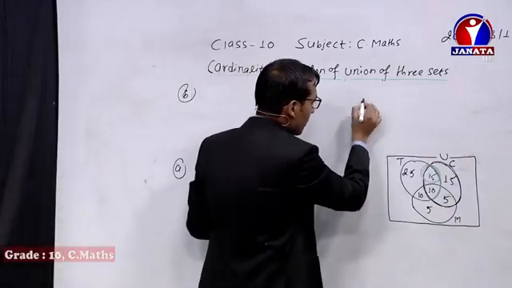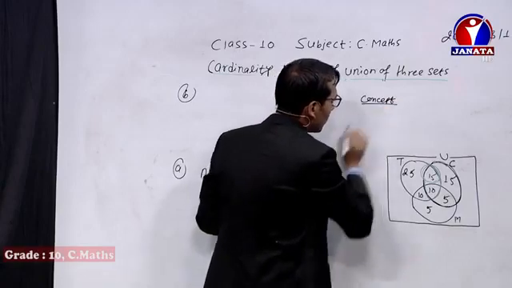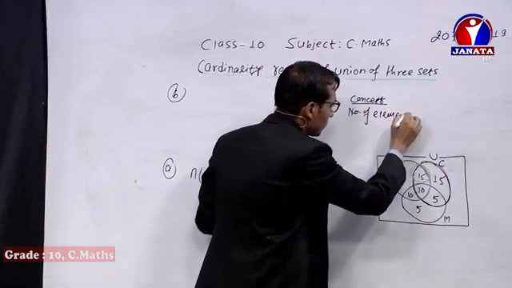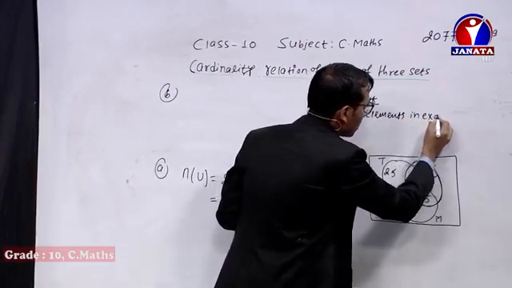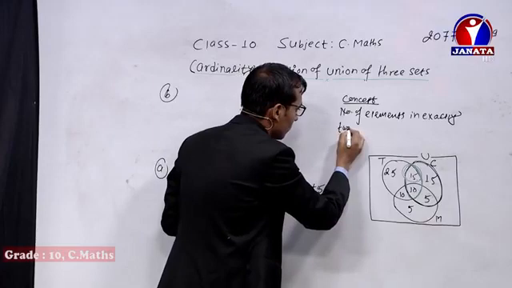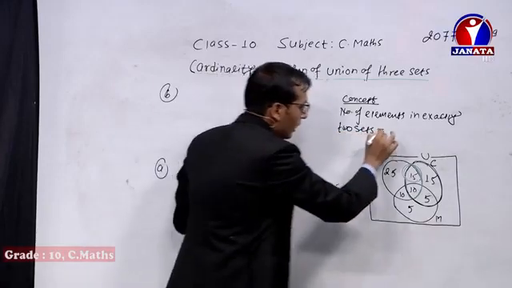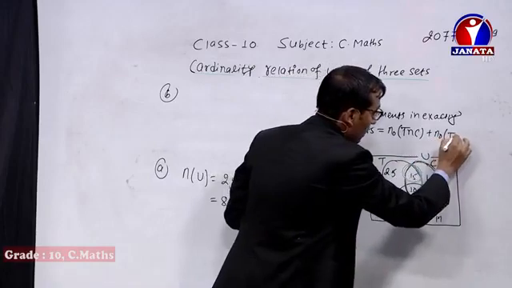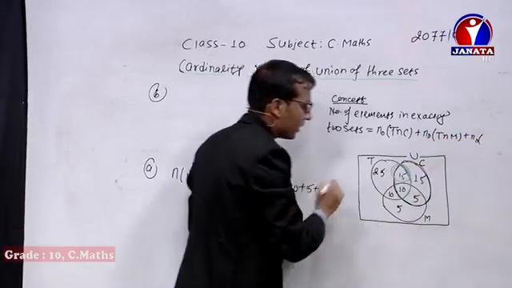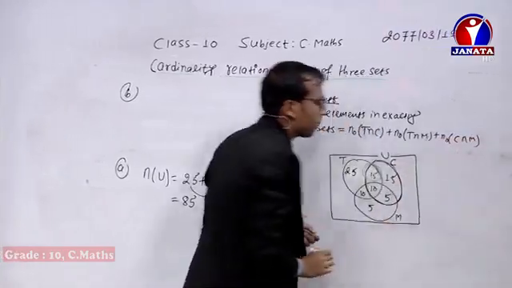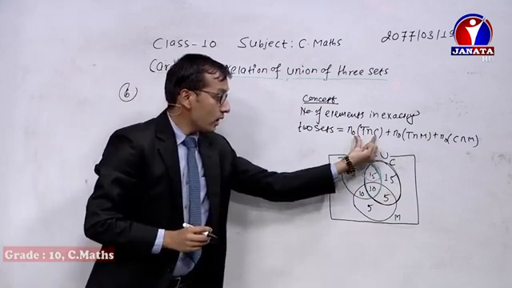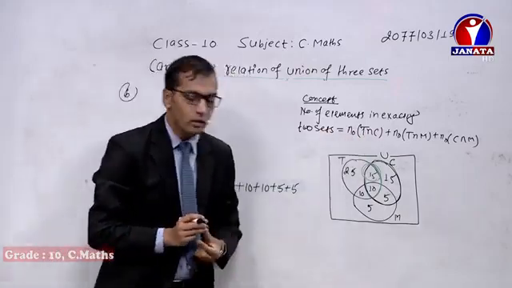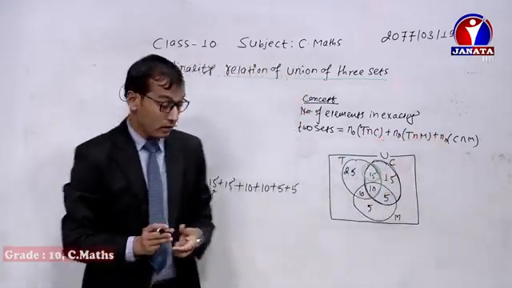Let me give you a concept. The number of elements in exactly 2 sets is n only T intersection C plus n only T intersection M plus, what is the next one, n only C intersection M. So n only T intersection C, its meaning is the number of elements which lie exactly in T and C. Similarly, there are 2 other different set notations.